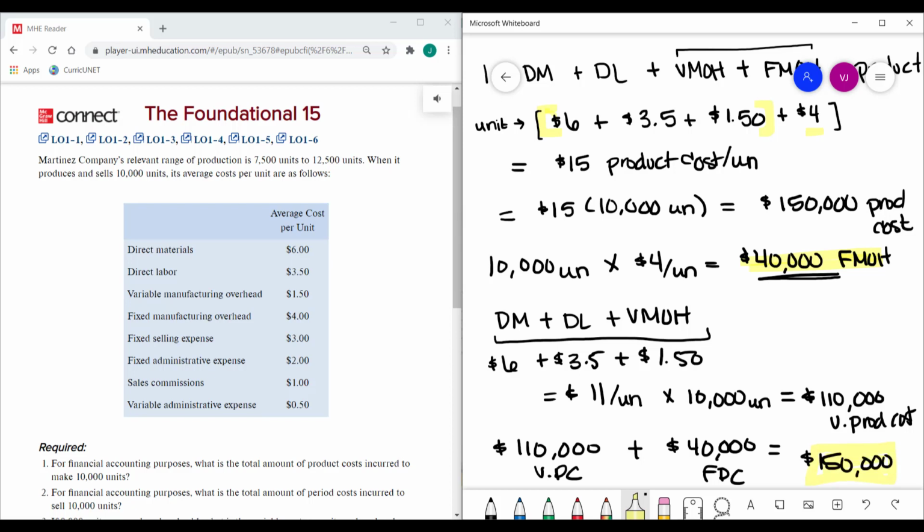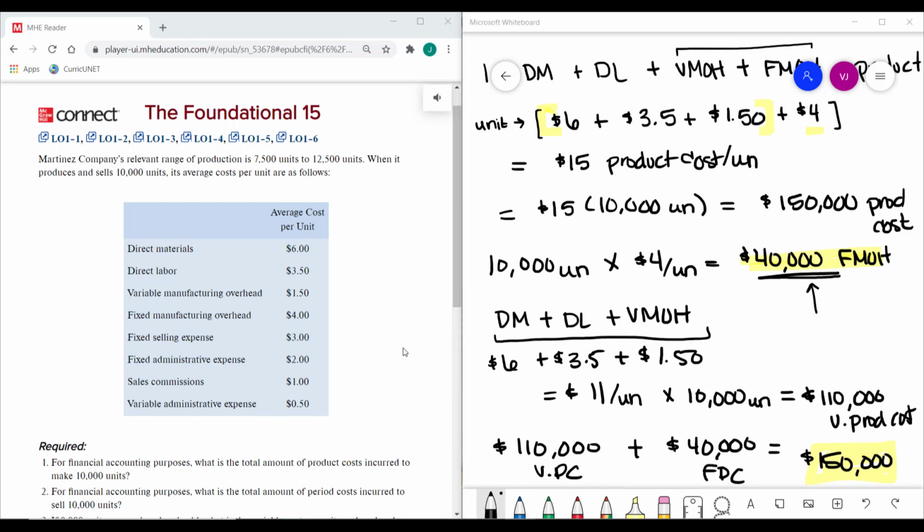But when we do it this way, we're making sure to recognize the fact that this fixed overhead of $40,000 will apply this period and the next, as long as we're operating within that relevant range of 7,500 to 12,500 units. All right, so for number one, we've just calculated the product cost incurred to make 10,000 units. So remember, product cost, that's manufacturing cost, the cost of manufacturing a product. Now, a period cost, those are non-manufacturing costs. Those costs not involved with the production and manufacture of our product.